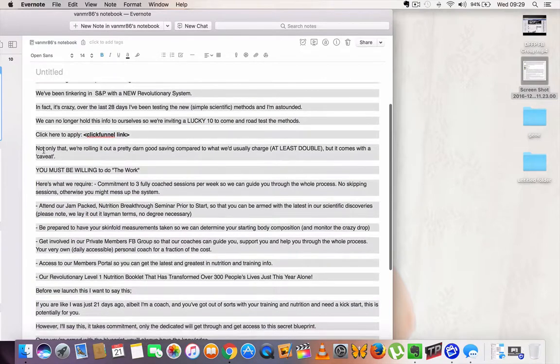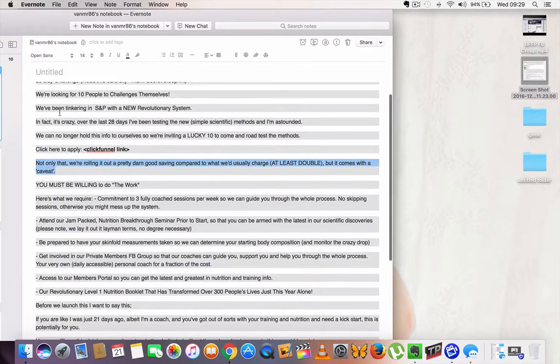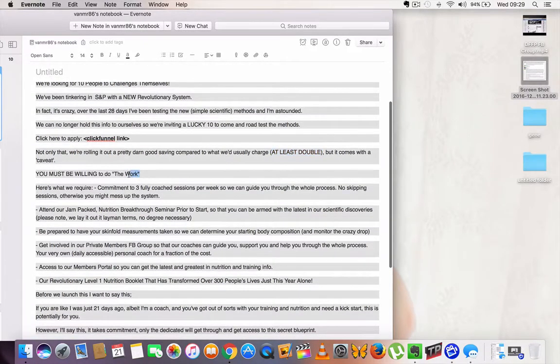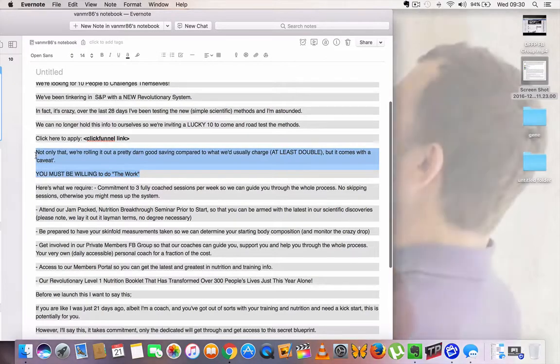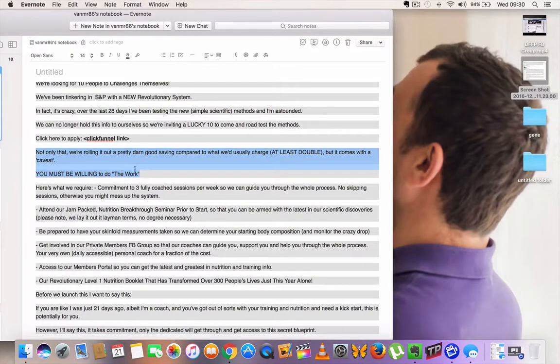So what we basically said here, just to get further into the meat of the copy, remember that was your hooks. Not only that, we're rolling it out at a pretty darn good saving compared to what we usually charge, at least double, but it comes with a caveat. You must be willing to do the work. So yes, we're pushing away some people right now. We're just saying, look, it does require some work to do. And what we require is what they're going to get with what we're going to give away to them.